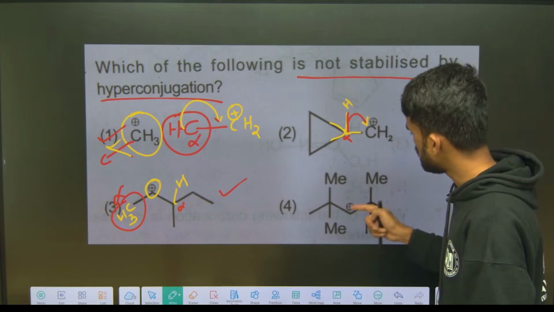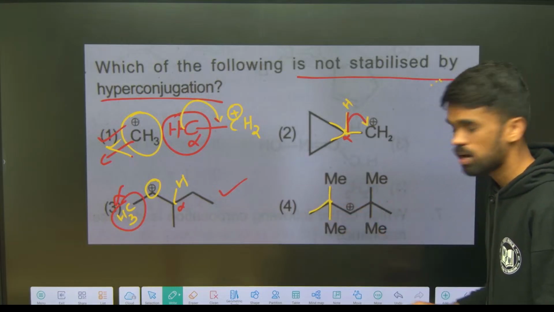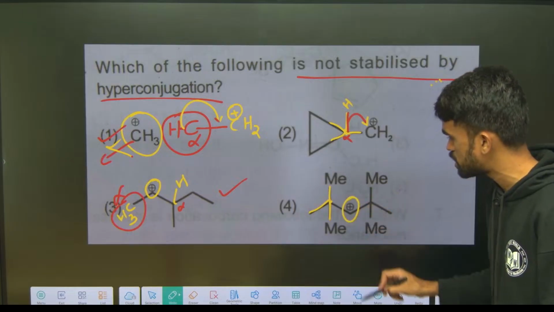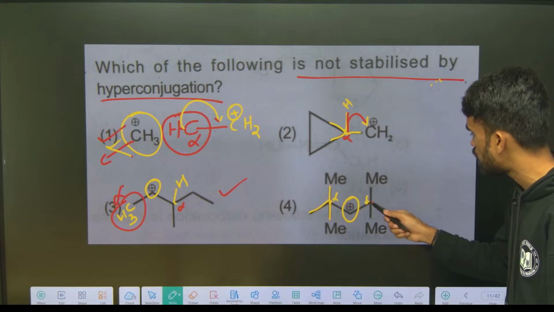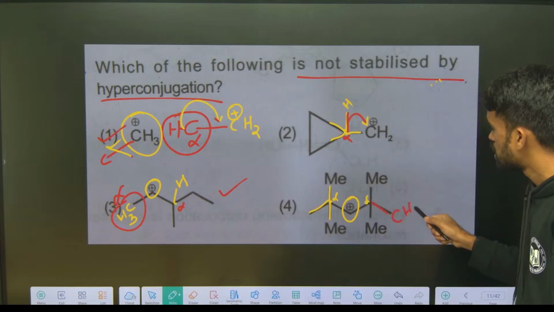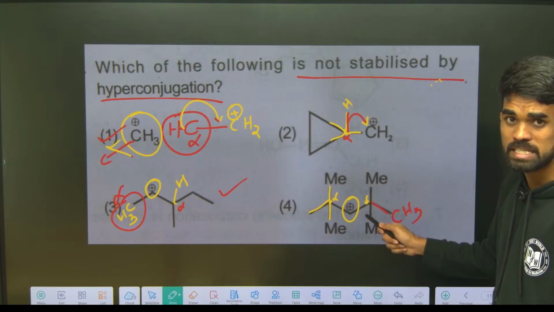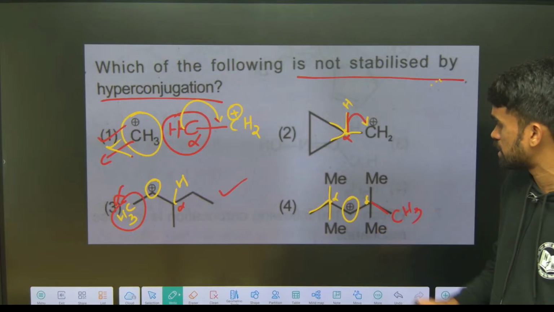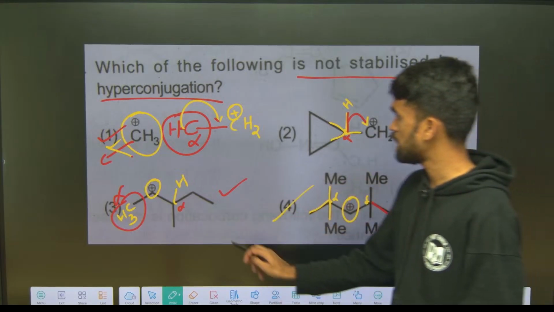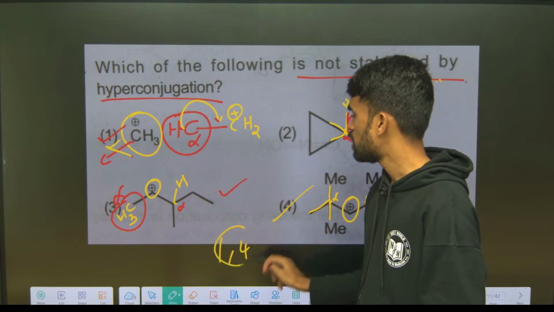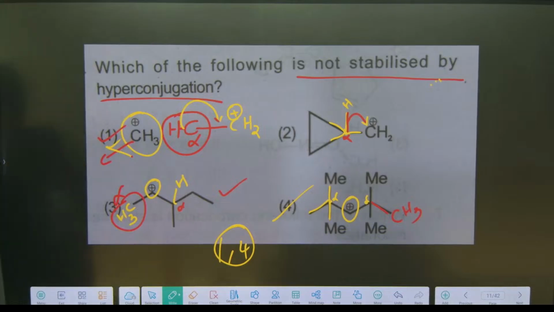In this 4th case, look at here. You have this carbon, a carbocation to be stabilized. The adjacent carbons are alpha carbons, but there is no alpha hydrogen because all of them are occupied by methyl groups. So the alpha carbon is there, but the alpha hydrogen is not. Therefore hyperconjugation is not possible in the 4th case also. You can say 1 and 4 will be your answers for this particular question. Is that clear?